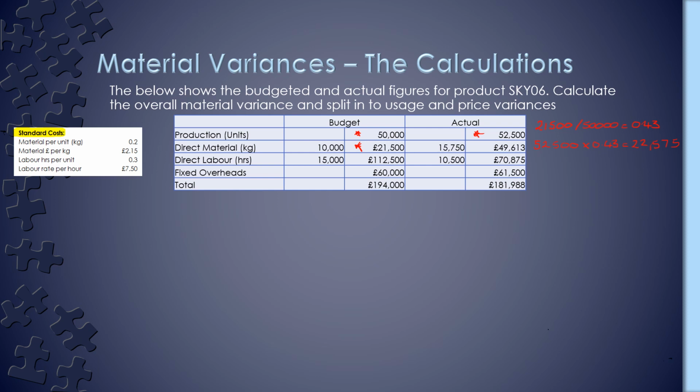However, when we look at our actual production, we can see that we actually spent £49,613. So we're going to say what should we have spent?